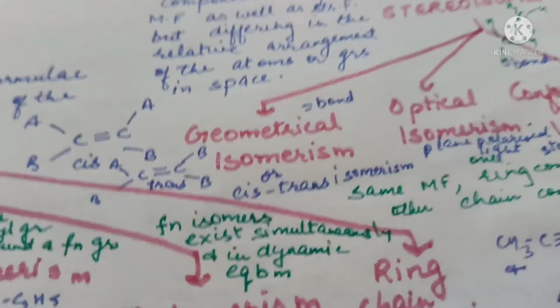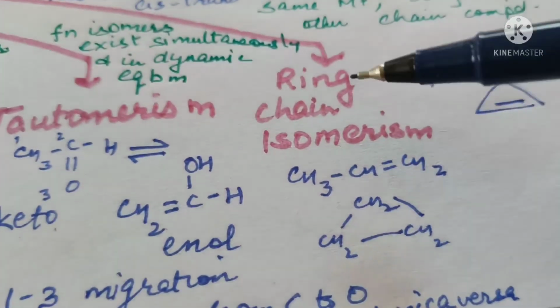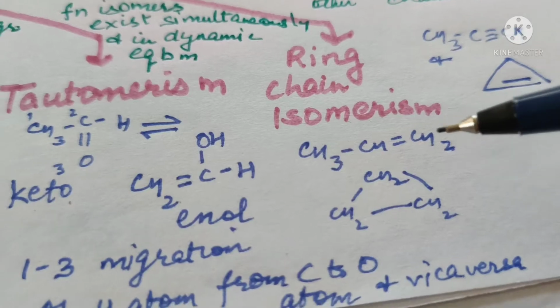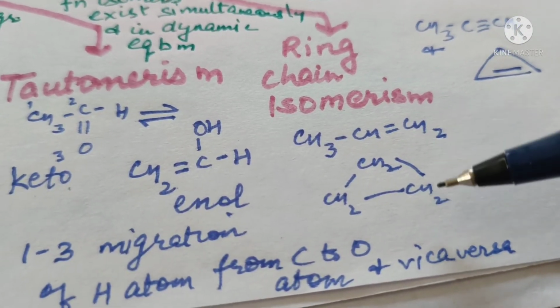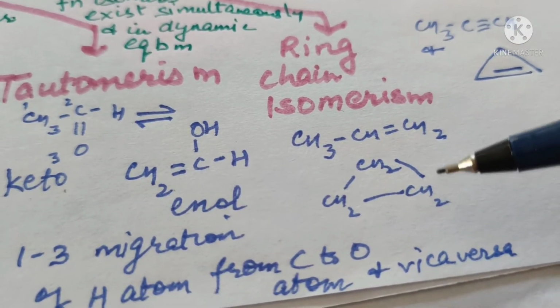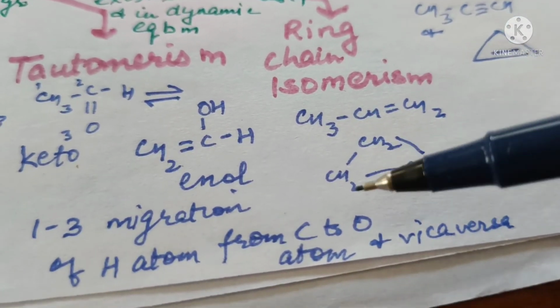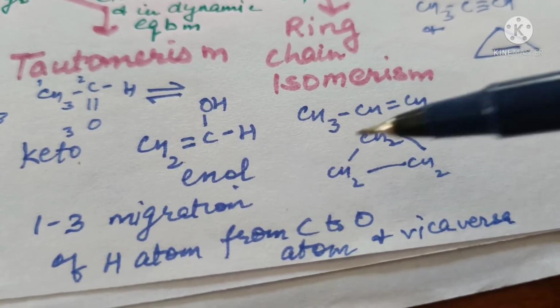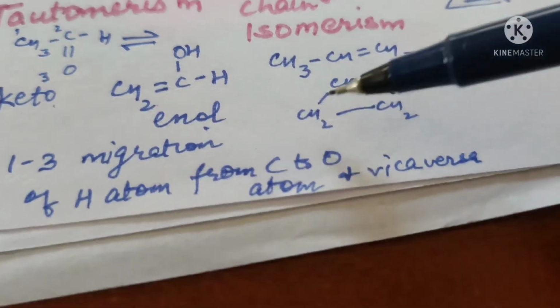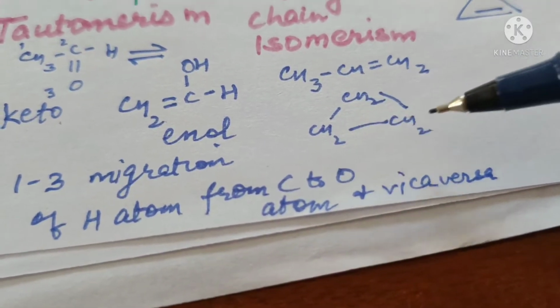So the next type of structural isomerism is ring chain isomerism. These two compounds have the same molecular formula. One is a chain compound, the other one is a ring compound. This is prop-1-ene and this one is cyclopropane.